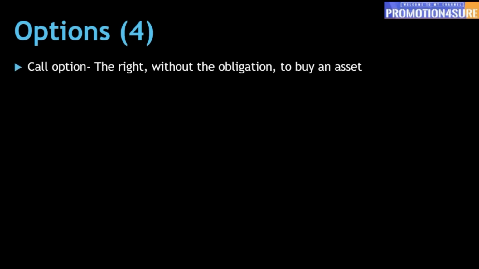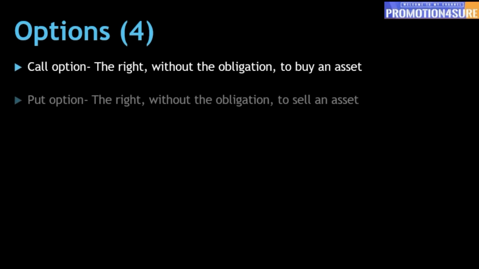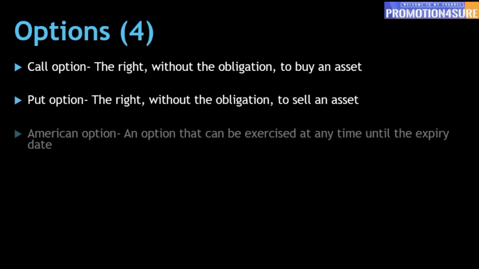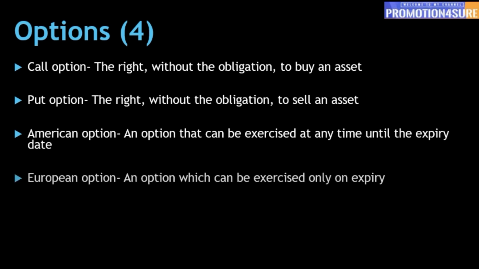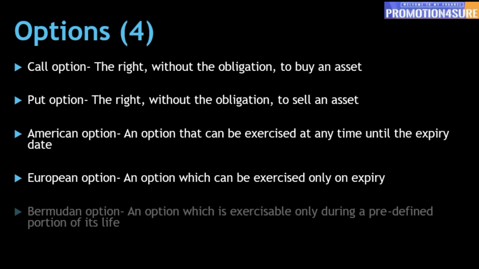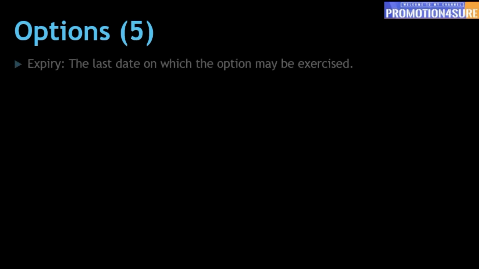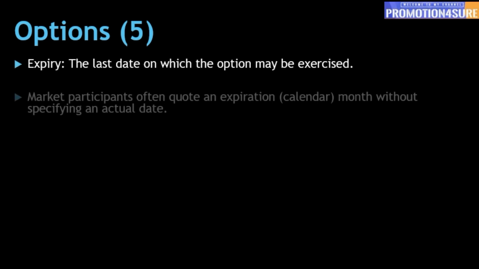Now, call option: the right without the obligation to buy an asset. Put option: the right without the obligation to sell an asset. American option: an option that can be exercised at any time until the expiry date. European option: an option which can be exercised only on expiry. Bermudian option: an option which is exercisable only during a predefined portion of its life, up to the expiry, the last date on which the option may be exercised.